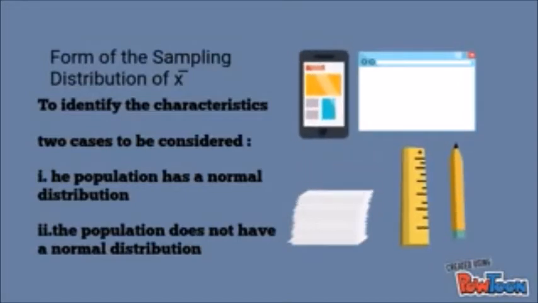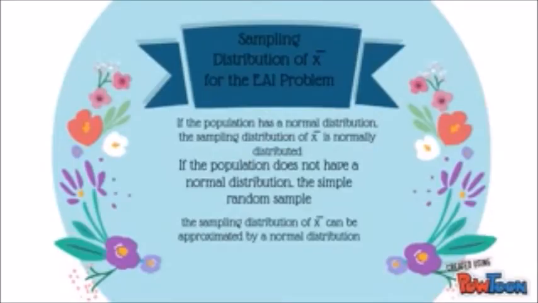Form of the sampling distribution of the mean. The form of the sampling distribution identifies the characteristics of the sampling distribution of the mean. There are two cases to consider: the population has a normal distribution, and the population does not have a normal distribution. Sampling distribution of the mean for the EAI problem. If the population has a normal distribution, the sampling distribution of the mean is normally distributed. If the population does not have a normal distribution, then from the simple random sample and the central limit theorem we can conclude that the sampling distribution of the mean can be approximated by a normal distribution.